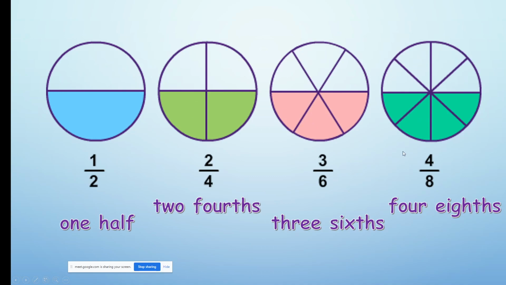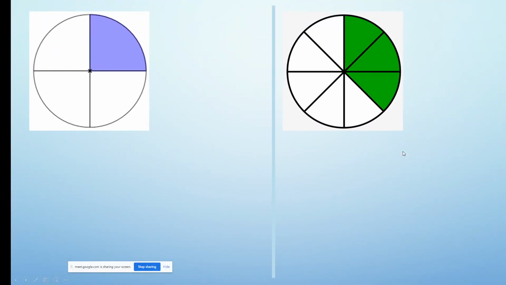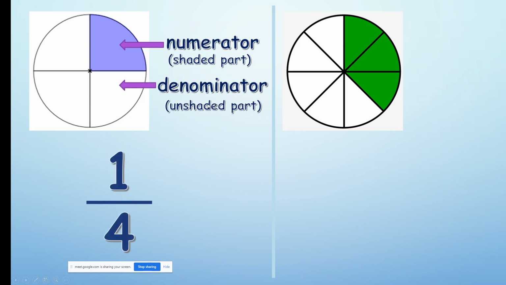That's the denominator. Now, for the first picture, what do you call the fraction for this one? It's called 1/4. Yes. This denominator is not the unshaded part. It's called the total, all the parts. Not the unshaded. This is not correct.